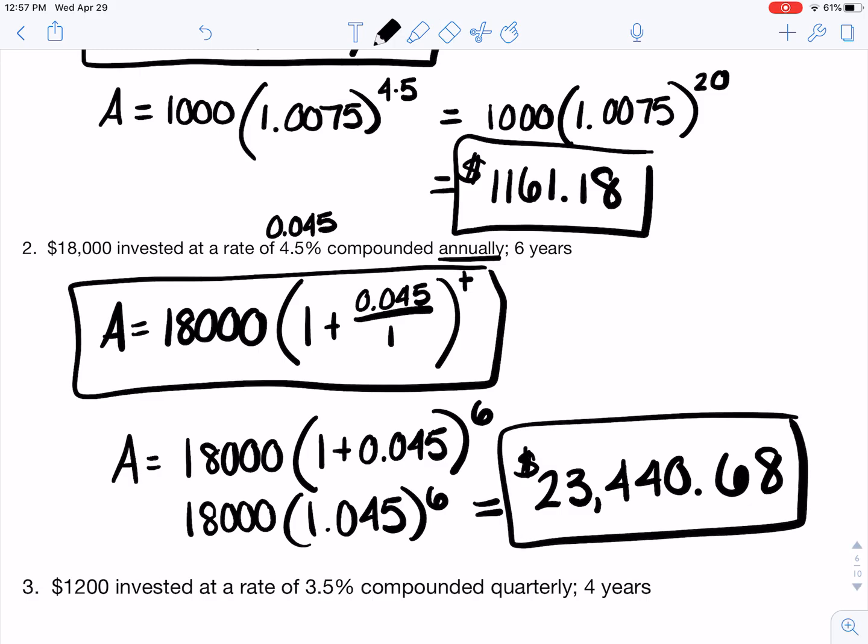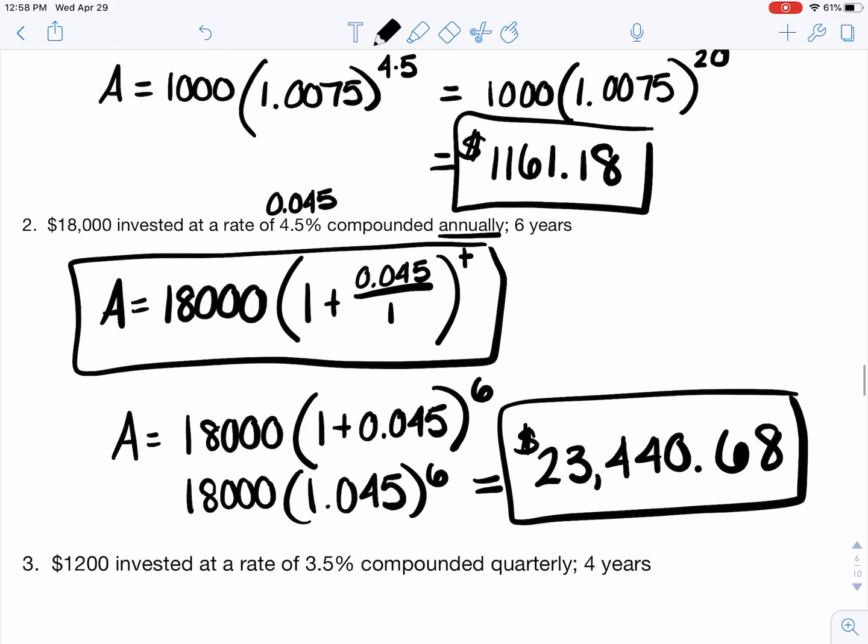Now, yes, that was a much bigger jump. That was a $5,440 increase, and this was over 6 years. So again, this person who invested $18,000 earned a lot more money. They earned $5,000 compared to $161.